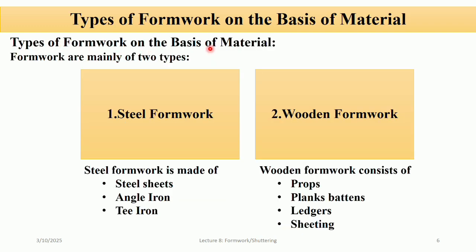Types of formwork on the base of material. So mainly there are two types of formwork. One is steel formwork and the other one is wooden formwork. So the steel formwork is made of steel sheets, angle iron, T iron, and the wooden formwork consists of props, planks, battens, ledgers, and sheeting.